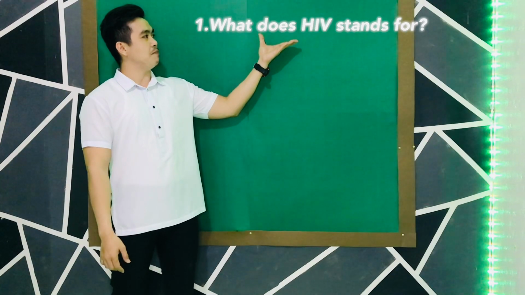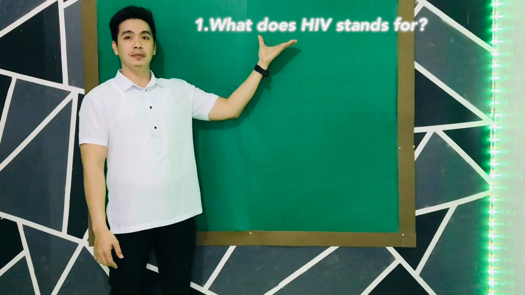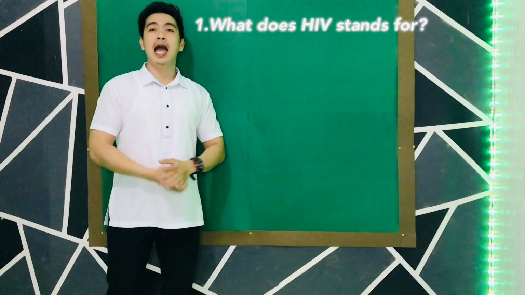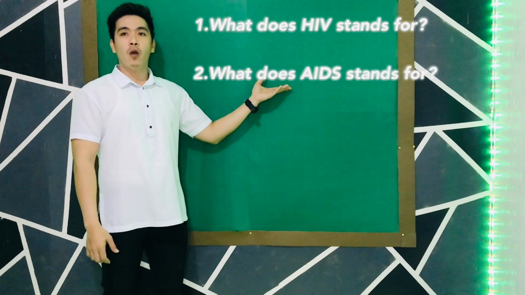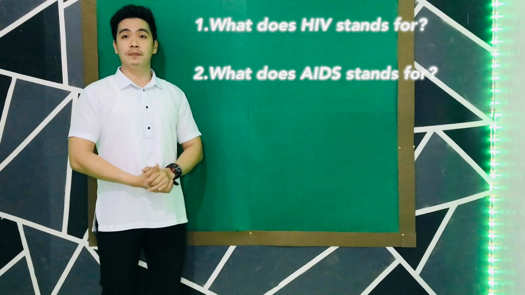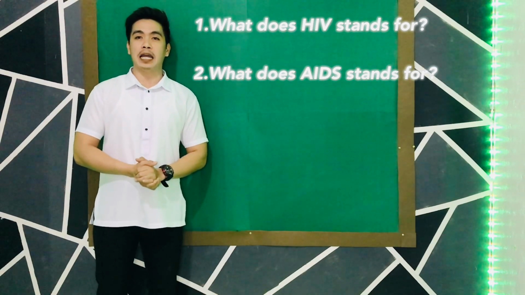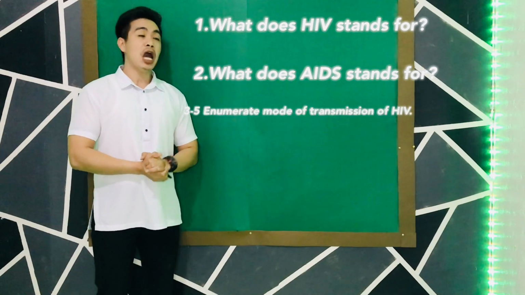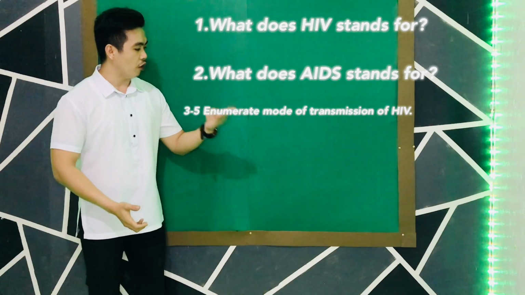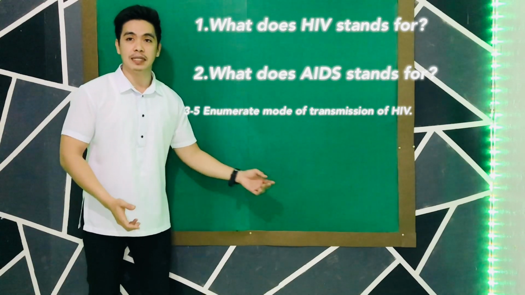Now, for a short quiz, I want you to get a piece of paper and number it 1 to 5. We have identification. For number 1 question, what does HIV stand for? Write your answer on your paper. For number 2, how about AIDS? What does it stand for? And for number 3 to 5, enumerate 3 modes of transmission of HIV.